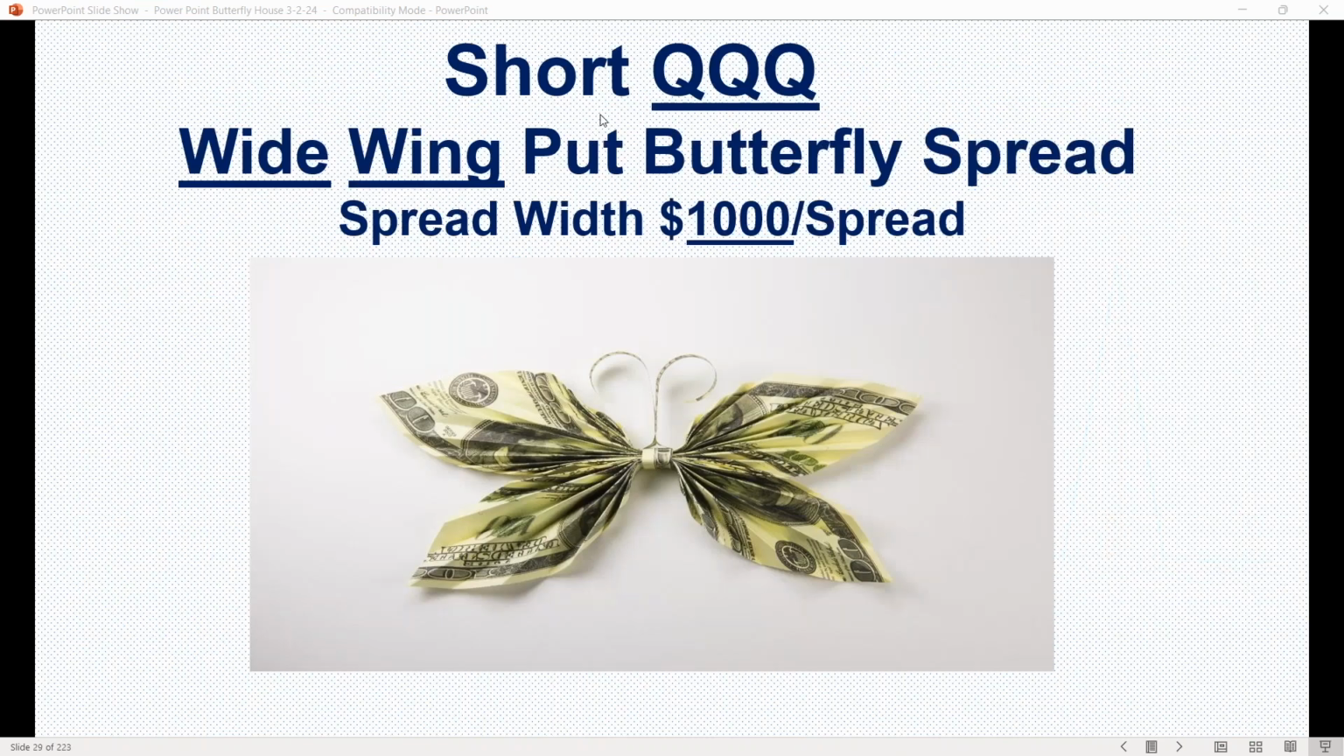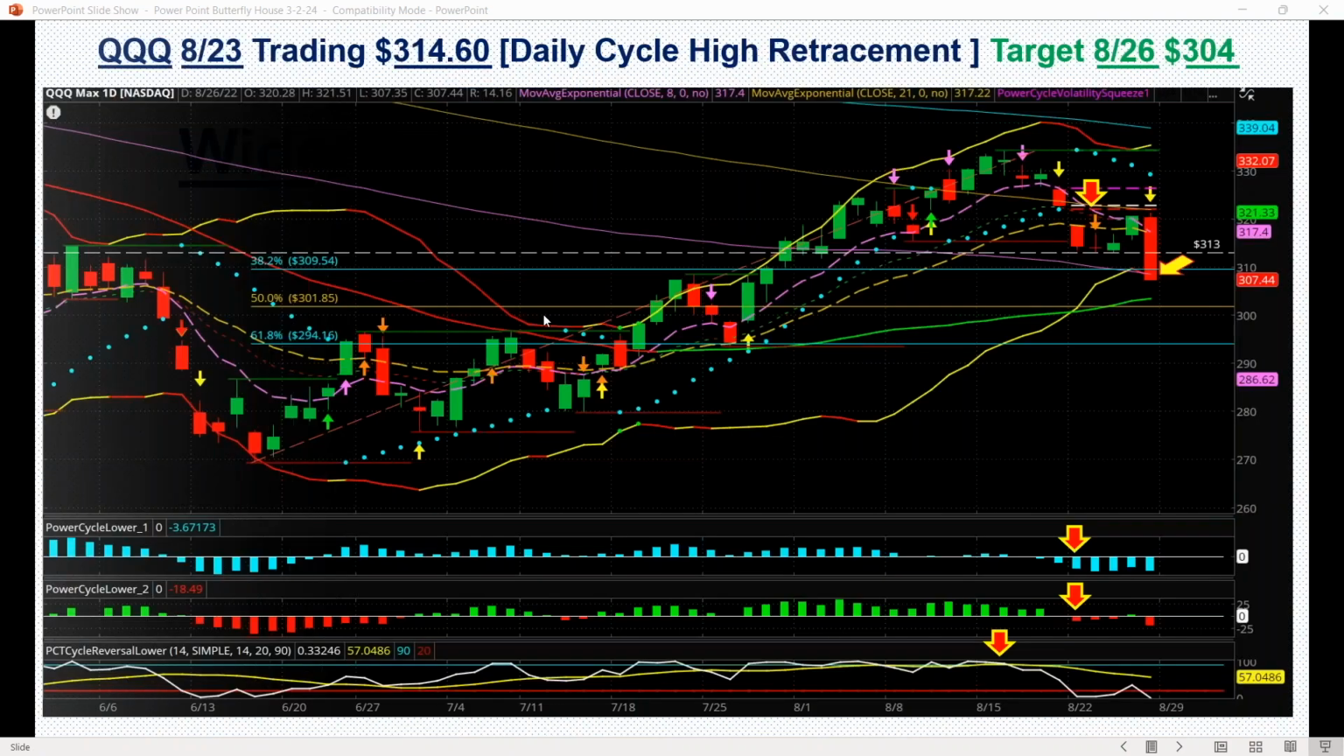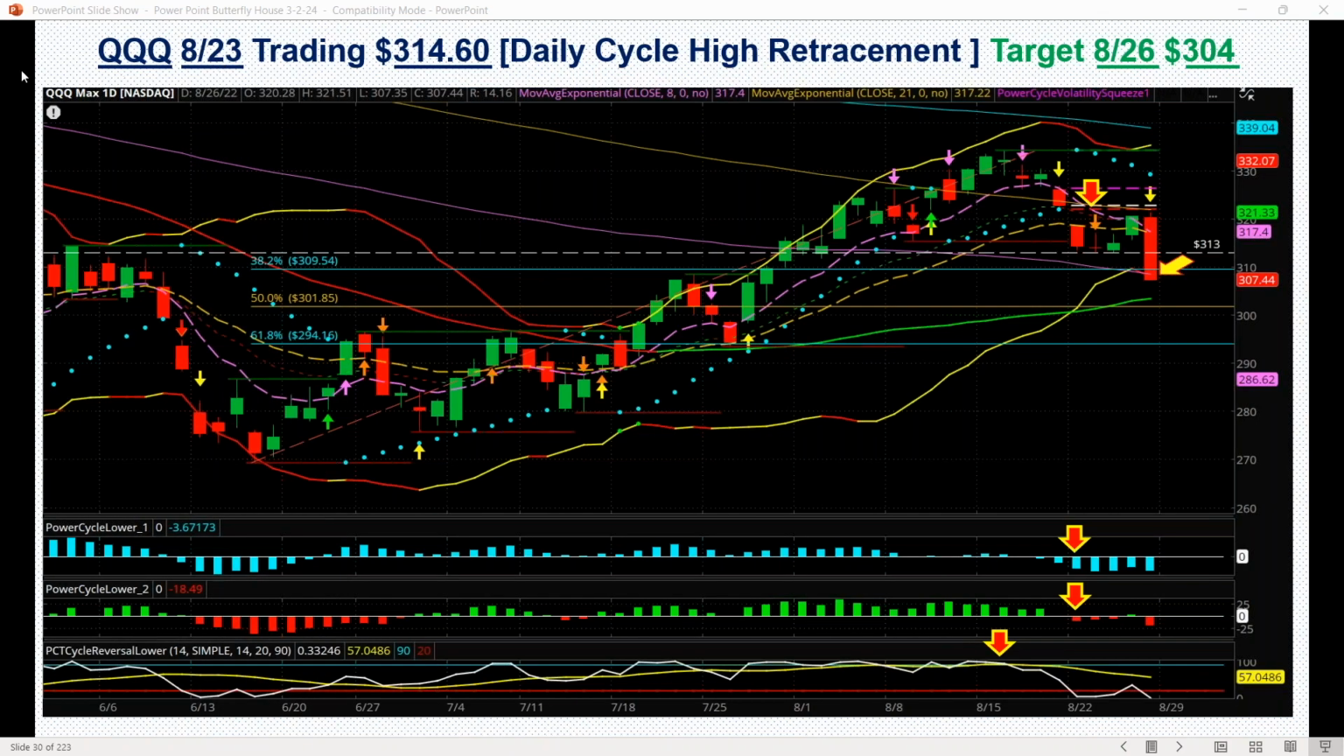Here's an example of a short that we did on QQQ using a wide wing put butterfly, $1,000 wide. So it's a $10 wide spread, or per option contract that would be $1,000 wide. For the trade setup, QQQ was trading at around 314, and we were looking for a downside target move down to about 304. This was the 50 simple moving average and some price action support, coming right into that area. So we were targeting 304.